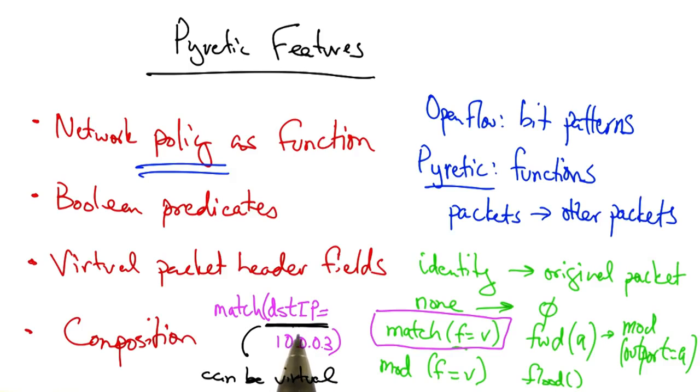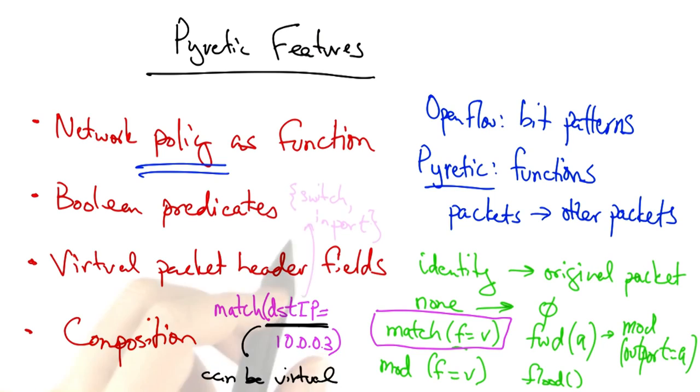In addition to the standard packet header fields, Pyretic offers the notion of virtual packet header fields, which is a unified way of representing packet metadata. In Pyretic, the packet is nothing more than a dictionary that maps a field name, such as the destination IP address, to a value. Now, these field names could correspond to fields in an actual packet header, but they can also be virtual.